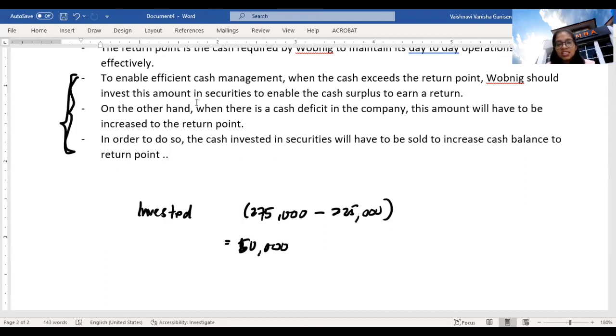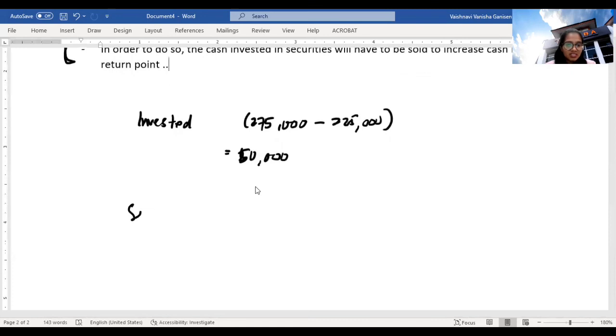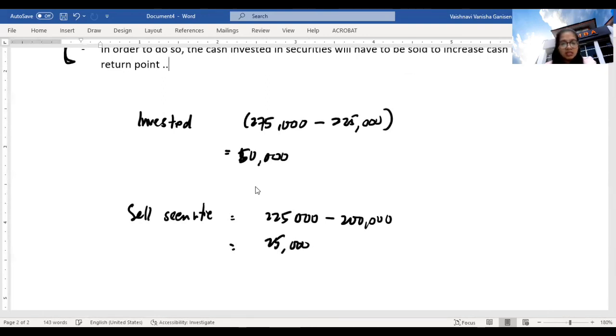Okay, assuming you have a cash deficit, you need to sell investments or sell whatever securities that you have. How much you have to sell? Okay, you look at the difference between return point and your lower limit. So 25,000 needs to be sold in order for you to be able to increase the cash balance back to your return point.